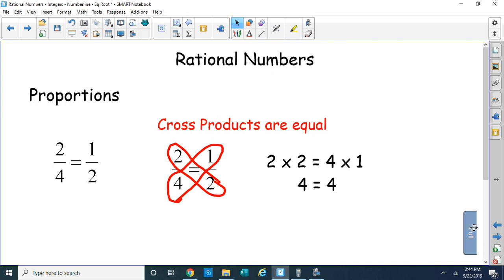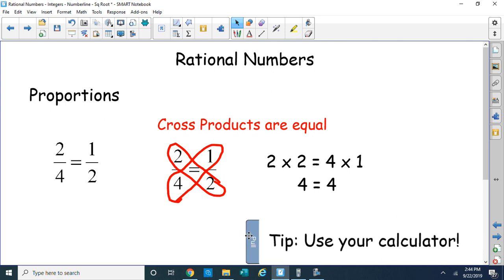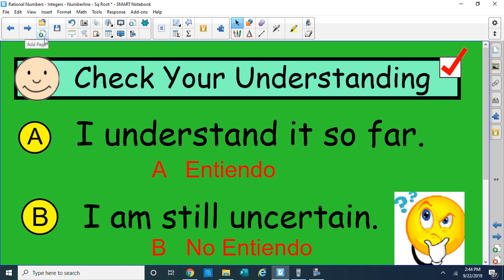So that's how you would deal with those types of proportions, equal fractions, and hopefully you'll get a calculator to use just to help you out. All right, what's next? So check your understanding. If everything's going well so far, good. If not, write down your questions, bring them in before the test is coming.